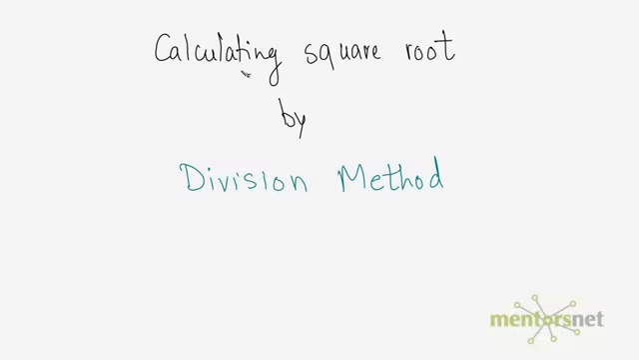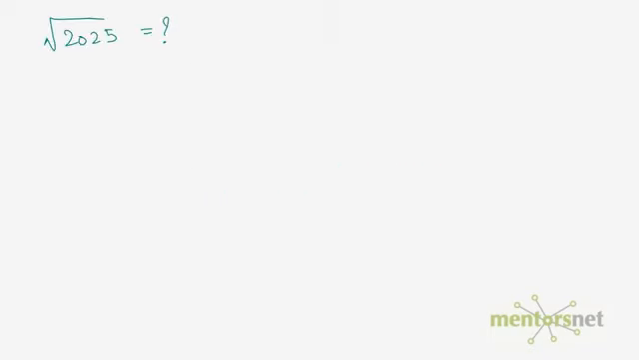Let us look at another method of calculating the square root of a number, and this method is known as the division method. So let us calculate the square root of 2025. Of course it is 45, but let's see how we can get it as 45. So the first step in this method is to write the number as it is.